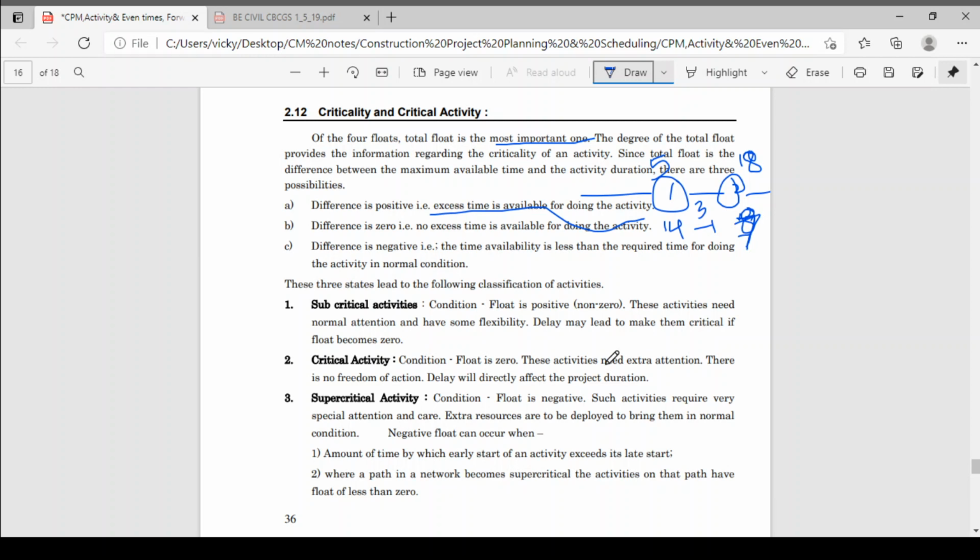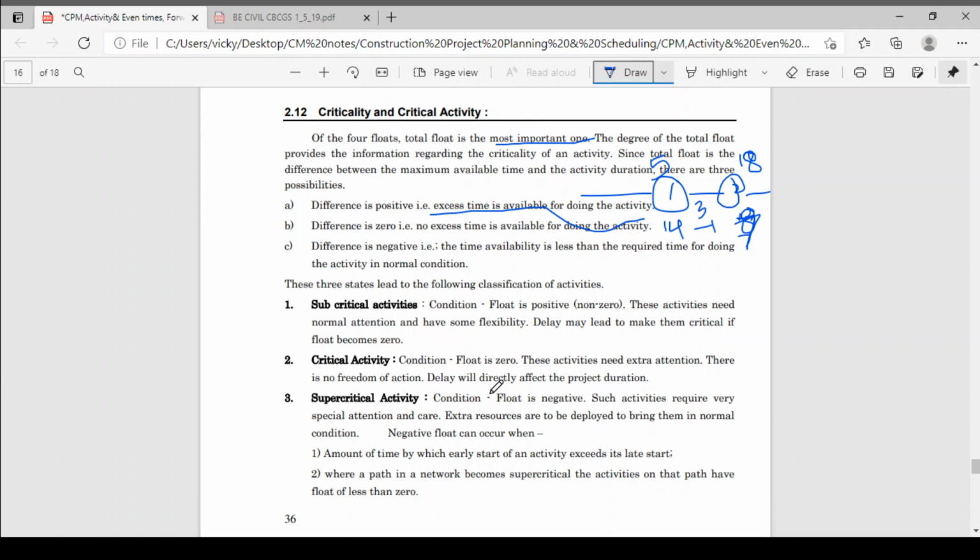तुम्हाला त्याच्यासाठी काही freedom नाही ती activity delay करण्यासाठी. Delay will directly affect the project duration. If you delay that activity, that will directly affect the project duration. So this is the critical activity. Okay, then super critical activity. Float is negative. Here float is negative.